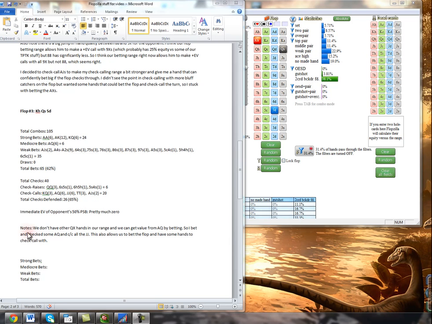Okay, so the note is we don't have other queen X hands in our range, and we can get value from ace queen by betting. So I bet and check some ace queen and check called all the jacks. This also allows us to bet the flop and have some hands to check call with on the turn. So yeah, already discussed all that. So hopefully that should be pretty clear.